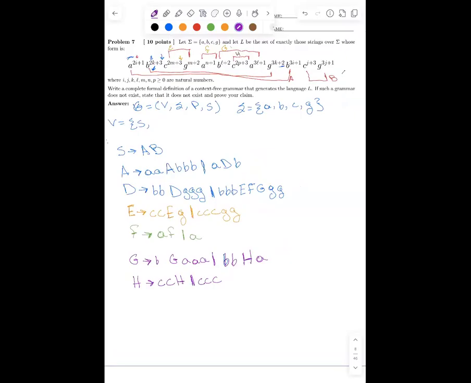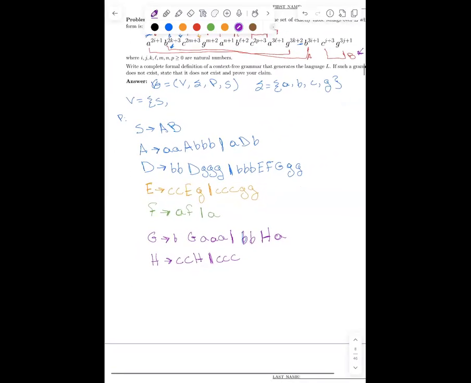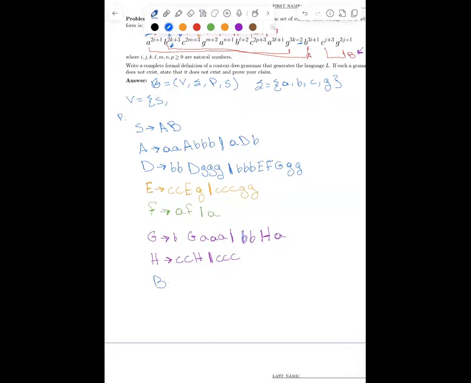Then I will start analyzing my B. So inside of B, I have one C, B, and then I get three G's. This is a small letter C. And it's my last state as well. So I will get C, C, C, and one G. Complete the V part here. So I used A, B, D, E, F, G, and I, H.